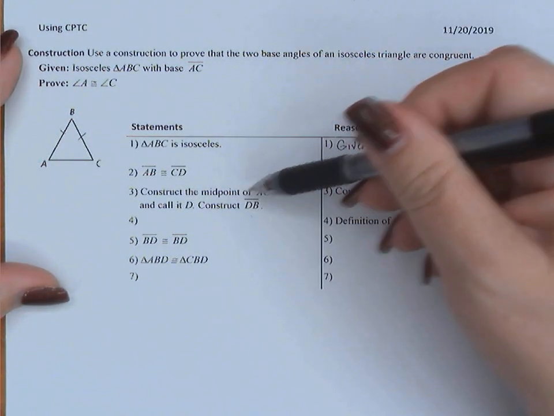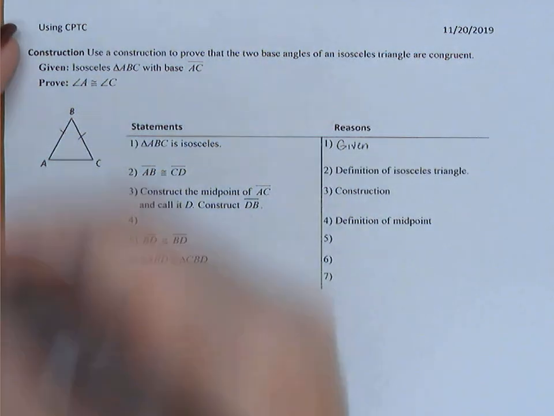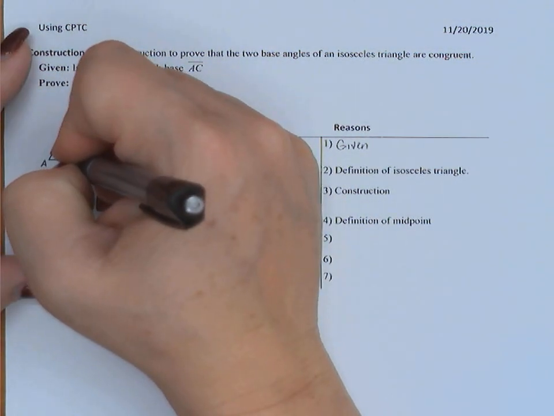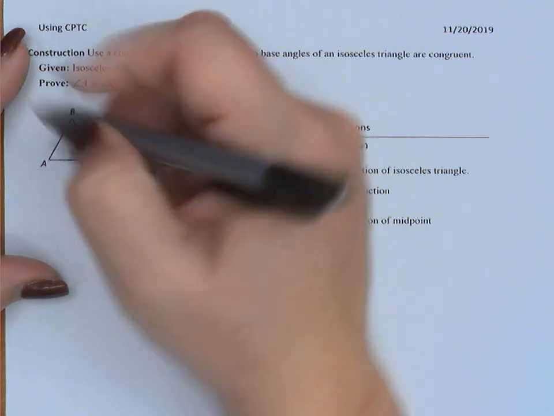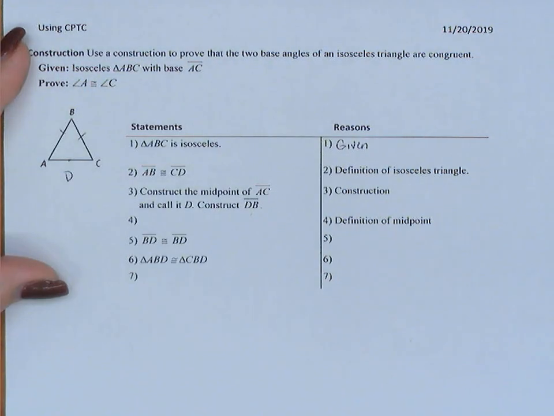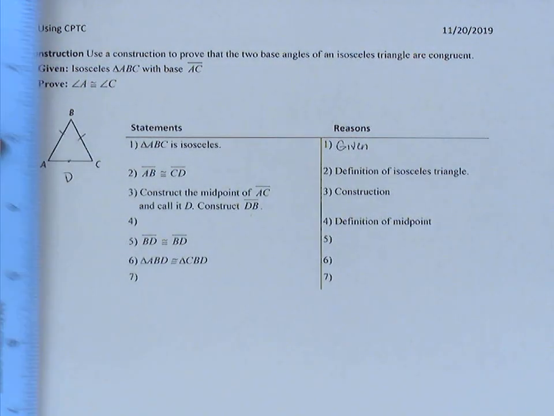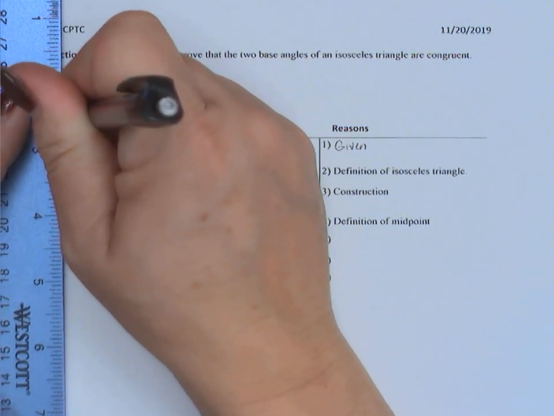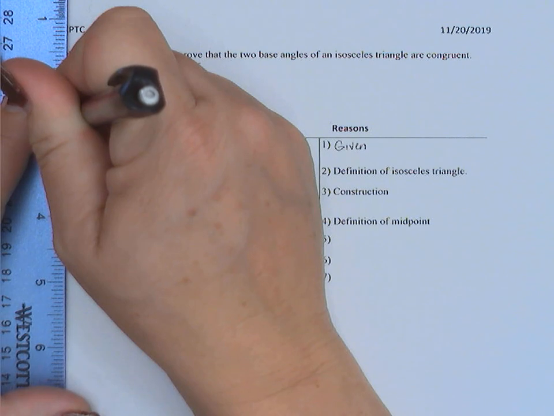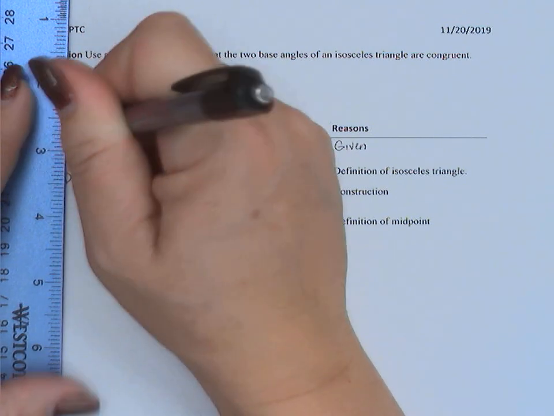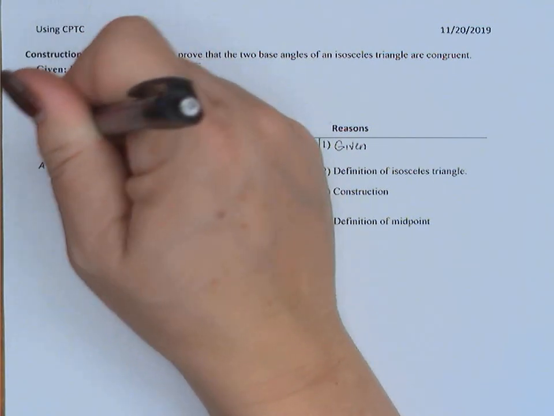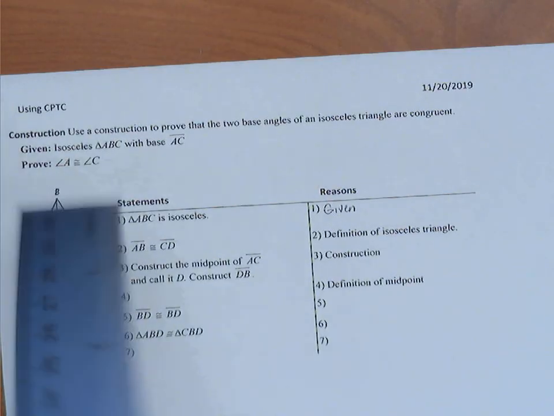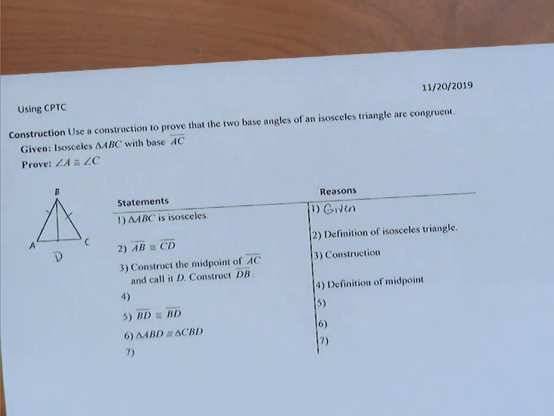Then I'm going to construct the midpoint. Why would I choose that? Well, because if I put a midpoint here, and I call the midpoint D, and I draw it from B to D, this becomes a median of my triangle. From a vertex to the midpoint of the opposite side is a median. And what do medians do? They bisect the angle. That's the big thing. It bisects this angle.